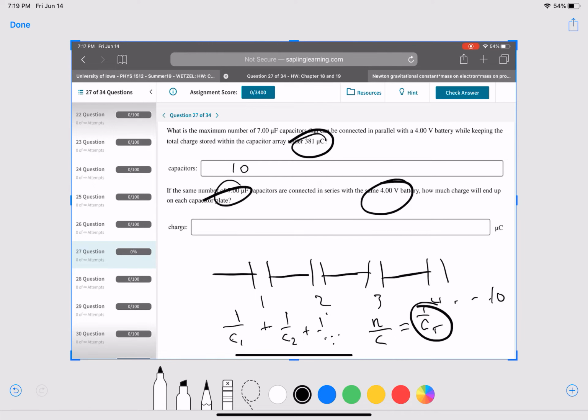You can figure out what the charge will be on each of those, and they will each have charge Q, even though the voltage is different across each one. So if you find the total voltage, the total charge Q, and the capacitance, then you know automatically the charge on each one.